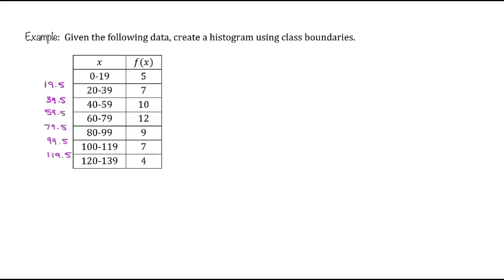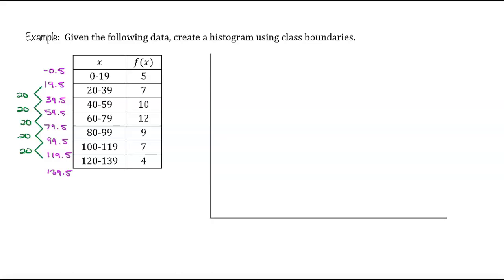Now we can continue this pattern to find the class boundary before the first class and after the last class. Since the width between each consecutive class boundary is 20, it's important that we continue that same width when determining the first and last boundary. Our first boundary needs to be 20 less than 19.5, or negative 0.5. And our last one needs to be 20 more than 119.5, or 139.5. Now that we have our class boundaries, let's begin making our histogram.